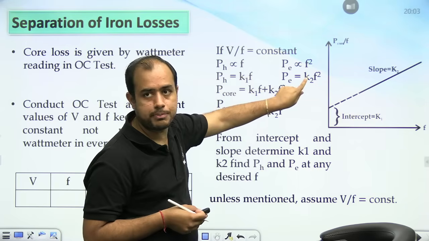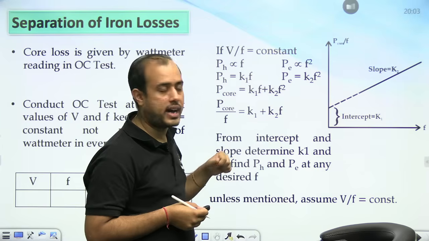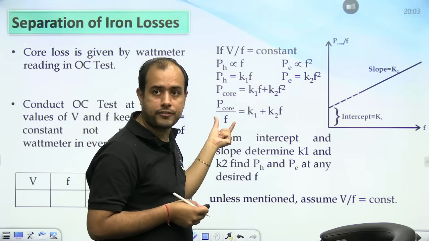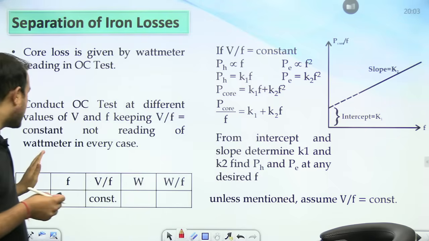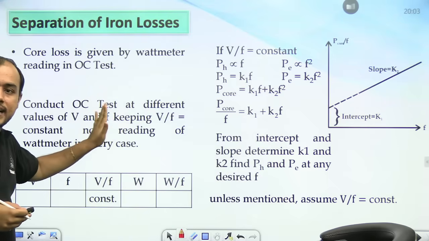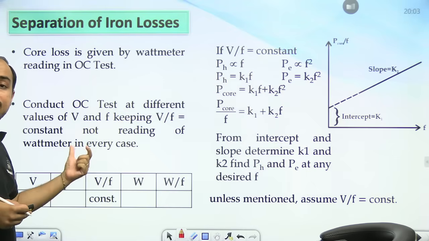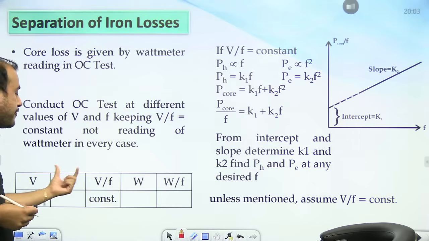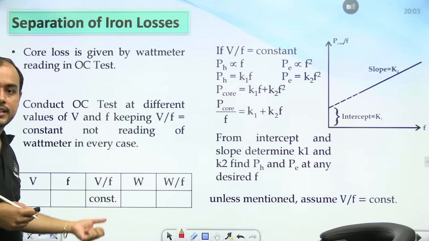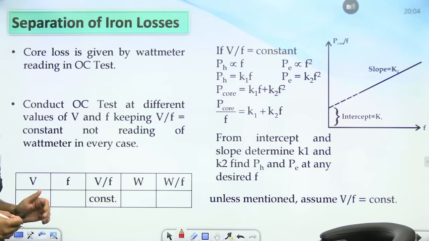So k1f plus k2f square. Core loss is k1f plus k2f square. So core loss upon frequency is k1 plus k2f. So you conduct the open circuit test at different V and f, keeping V by f constant. In every case note the wattmeter reading. V by f constant रखिए और हर केस में wattmeter reading लेके टेबल बना लीजिए.